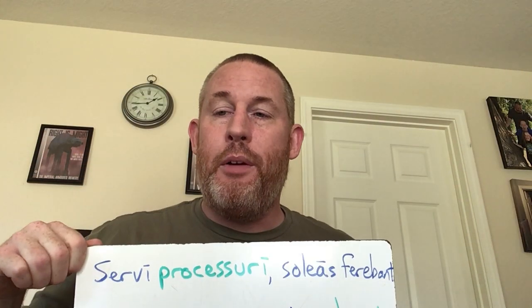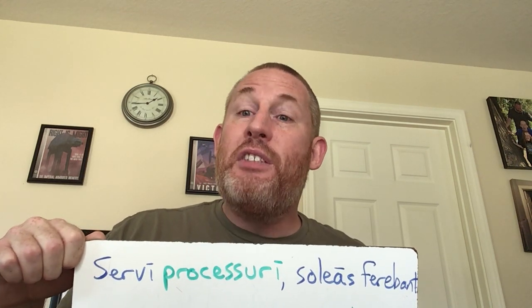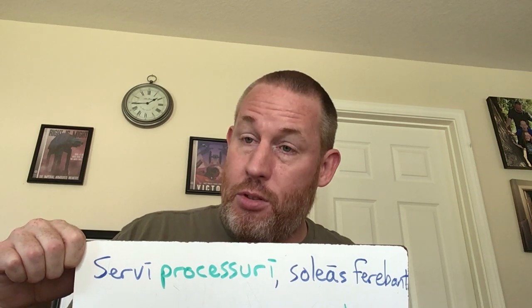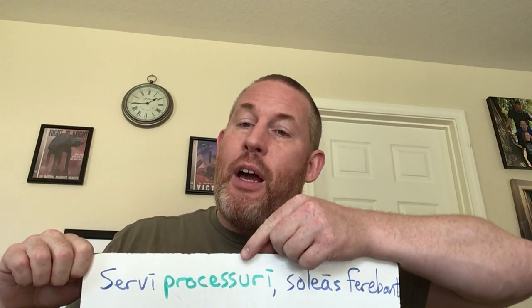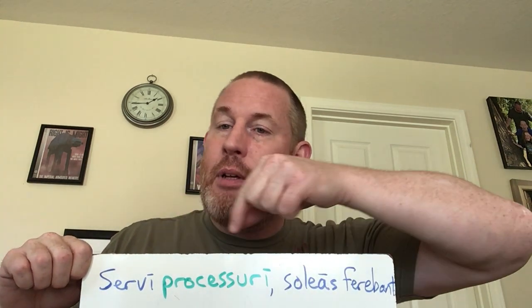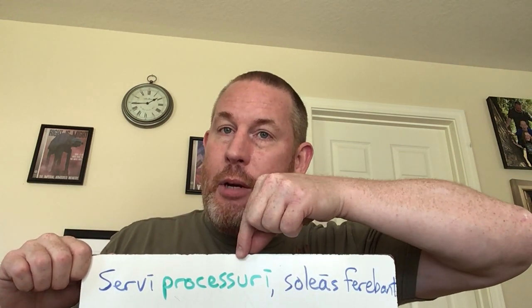Now, let's look at some sentences to put it all together. First one. Servi processuri soleas ferebant. The slaves about to go forward were carrying sandals. So processuri, about to go forward. Future active participle, modifying slaves. Masculine, plural, nominative.